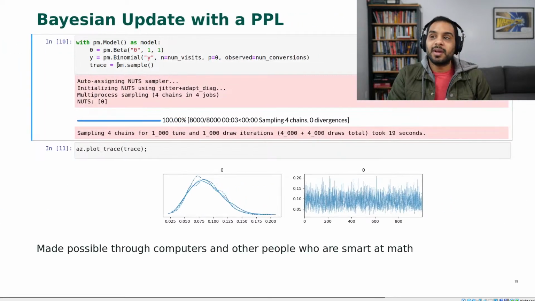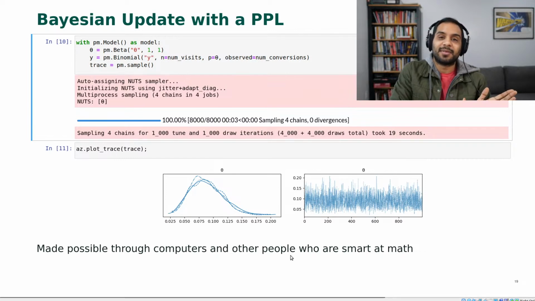in the modern world, we also can use probabilistic programming languages. So what we've done is we've restated the previous model. We have our beta prior, which is the probabilities of conversion rates. We have the binomial number of visits, and we can define a model this way. We sample and we get the same graph, a very similar thing, where our posterior plot of conversion is down here. There's a thing over here that's a diagnostic, which is our trace plot. And this now is not made possible through pen and paper math, but through computers and other people who knew the math to enable this particular formulation.